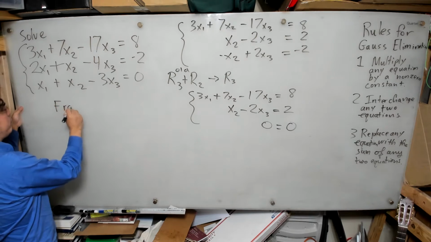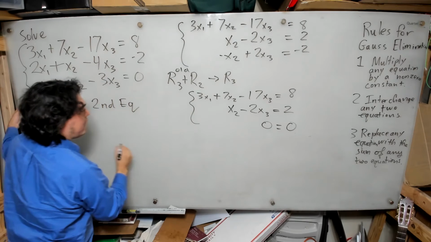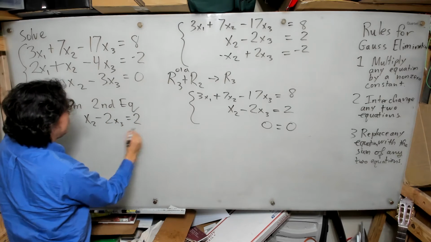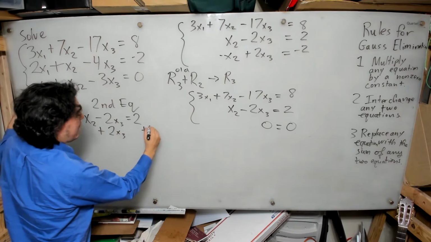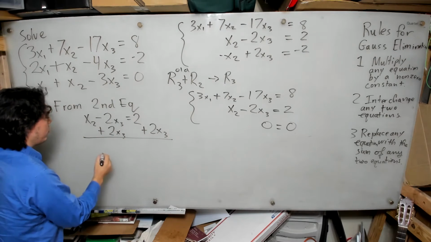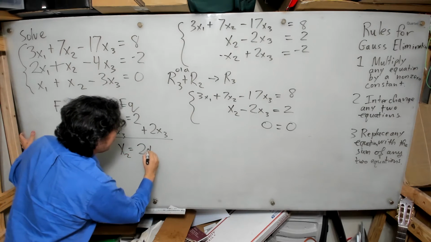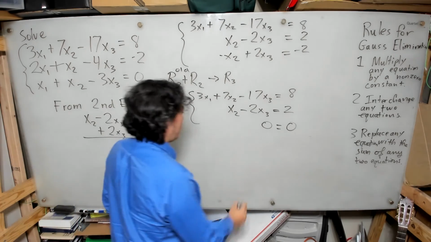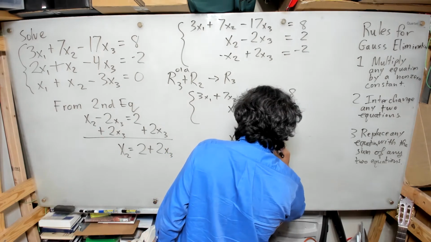So from the second equation, I can see that x2 minus 2x3 equals 2. I can add 2x3 to the left to get rid of it from the left, and I can add 2x3 on the right to get rid of it from the right. I mean to move it over. Whatever I do to one side, I do to the other. So I get x2 is equal to 2 plus 2x3. Okay? So let me write that down here. Let me summarize that here. x2 equals 2 plus 2x3.